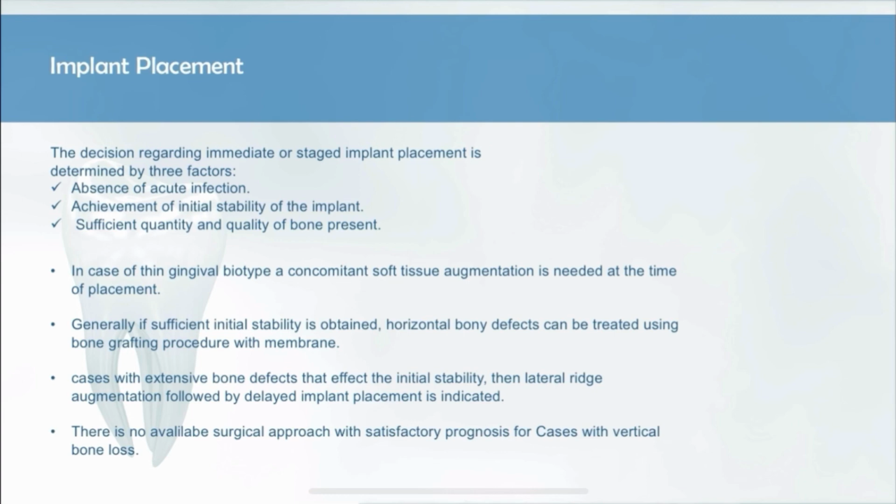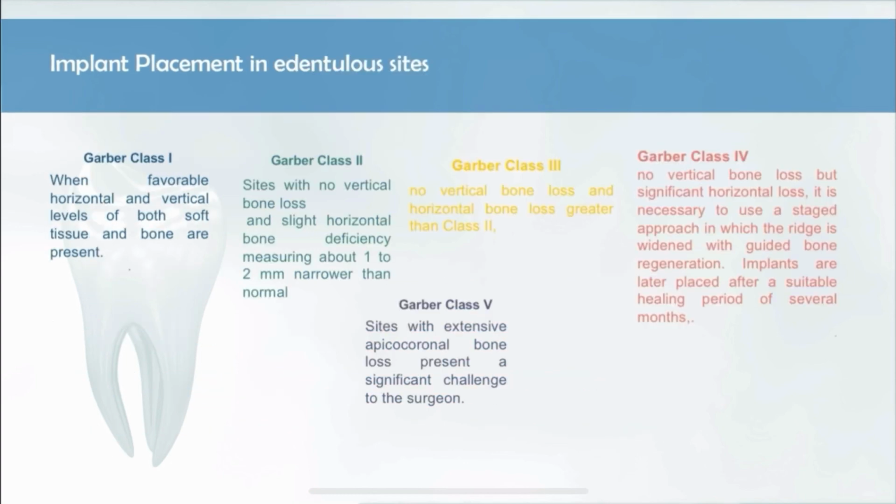Generally, if sufficient initial stability is obtained, a horizontal bony defect can be treated using bone grafting procedures with membrane. In cases with extreme bone defect that affect the initial stability, a lateral ridge augmentation followed by a delayed implant placement is indicated. There is no available surgical approach with satisfactory prognosis for cases with vertical bone loss. Dr. Garber has proposed a classification that depends on the type of the reconstruction needed to get a good positioning of the implant.